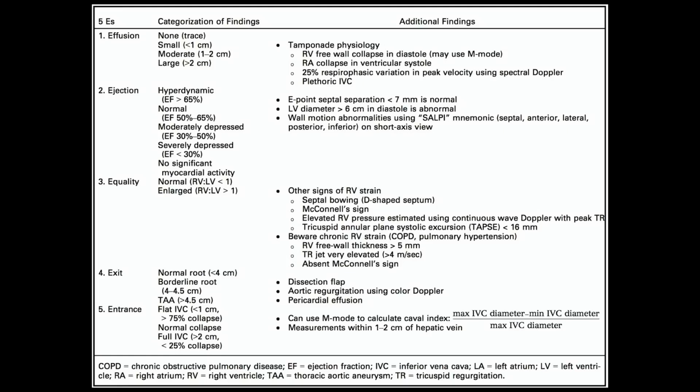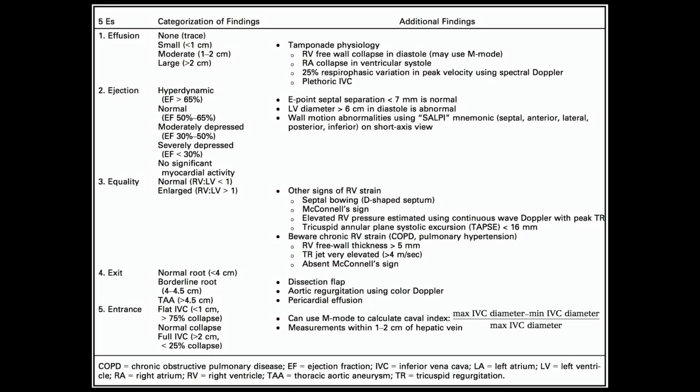And then the third one is equality, right? We talked about that, with the right side versus the left side, and really looking at that ratio. Is the RV smaller than the left side? The normal parameters are a 0.6 to 1 ratio RV to LV. If you get greater than 1 to 1 on the RV side, then we're thinking about signs of right heart strain and everything that brings into the differential.